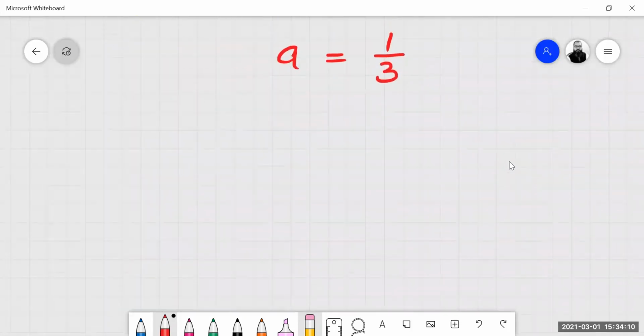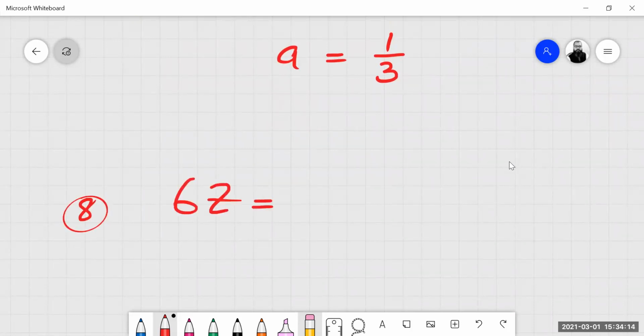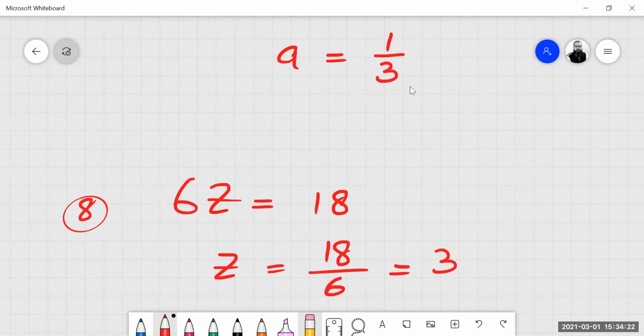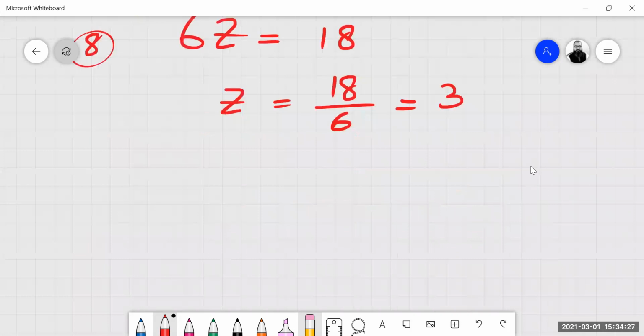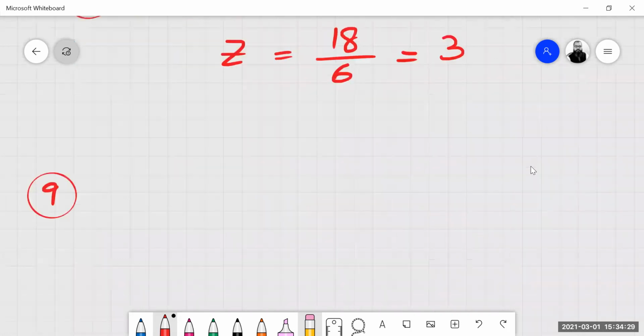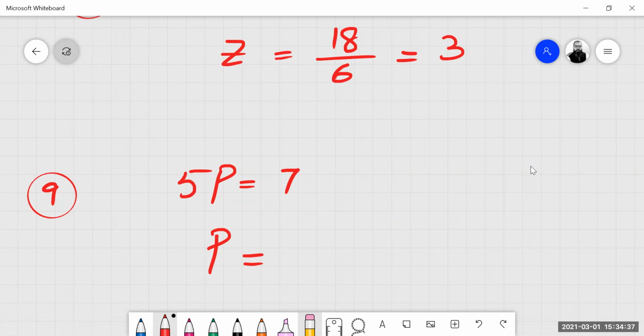Question number 8. 6z equals 18. 18 over 6. 18 divided by 6 equals 3. Question number 9. Okay, what will be the answer?